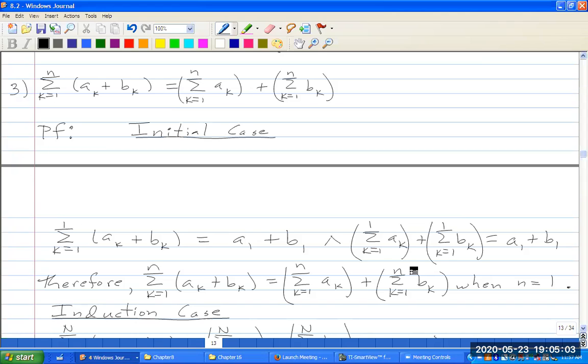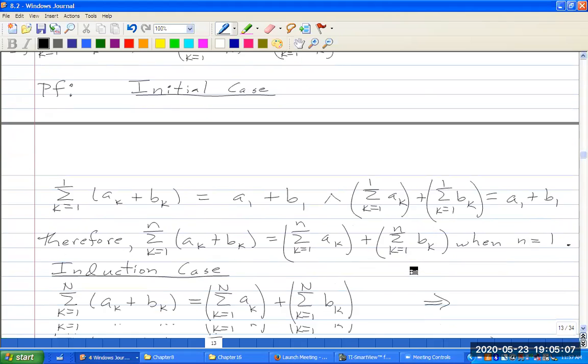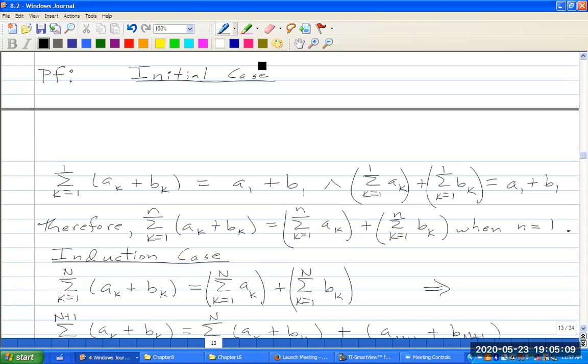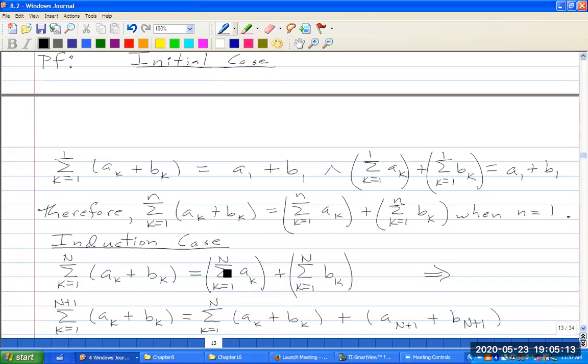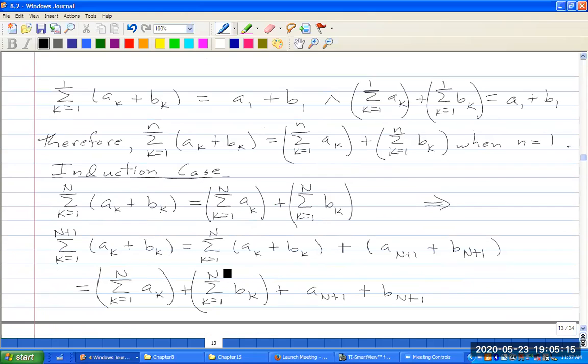Let's do the induction case. And so let's suppose that this statement was true for capital N. So let's suppose that the sum k equaling 1 to n of a sub k plus b sub k is equal to the sum k equaling 1 to n of a sub k plus the sum k equaling 1 to n of b sub k.